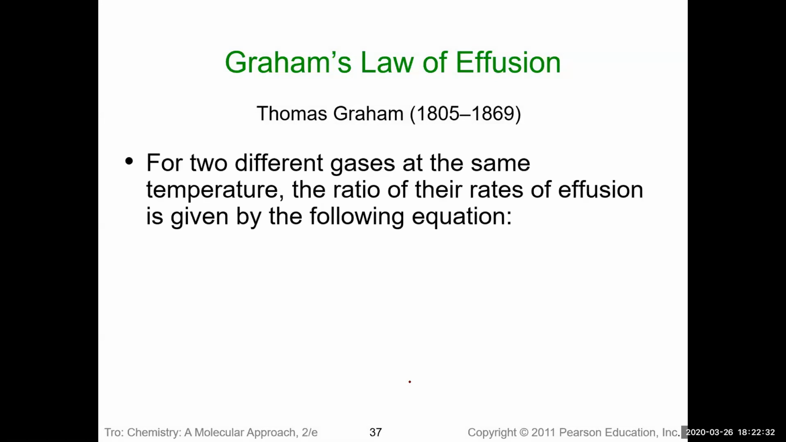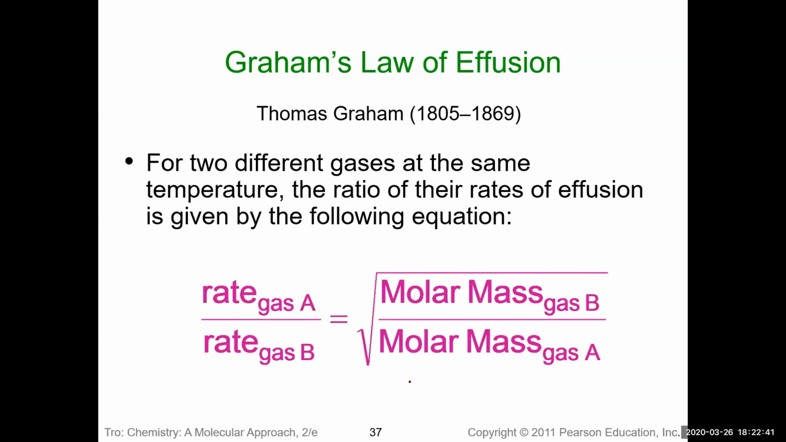If you have two different gases at the same temperature, that means they have the same kinetic energy. The ratio of their rates of diffusion is this equation. This is not a particularly difficult equation, but it is a little tricky. You have to think of your answer before you actually finish your problem, and I'll show you what I'm talking about. It's just the molar mass of B, and then the rate of B is here, molar mass of A, and then gas A is here.